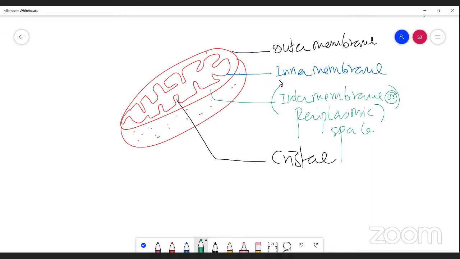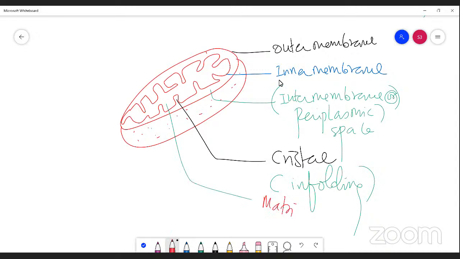Simply, I can say it is an infolding-like structure that appears towards the inside of the matrix, or the mitochondrial cavity. This is the matrix. Now, this matrix is filled with proteinous substances. The matrix consists of proteinous substances, right?